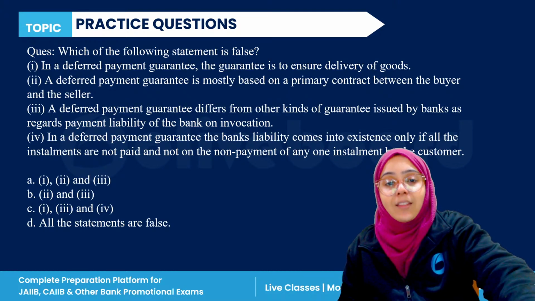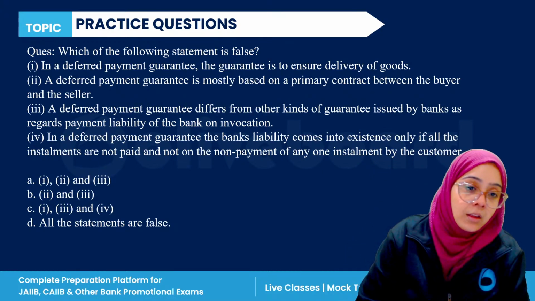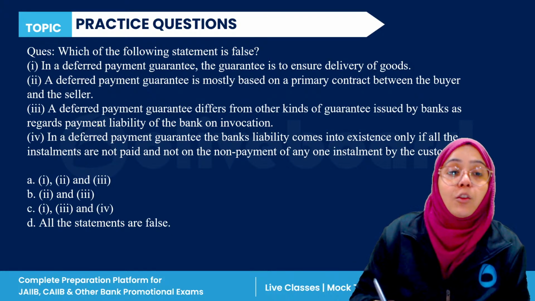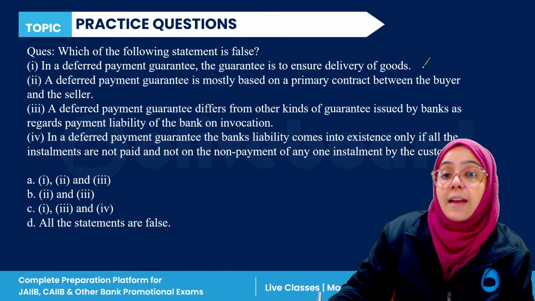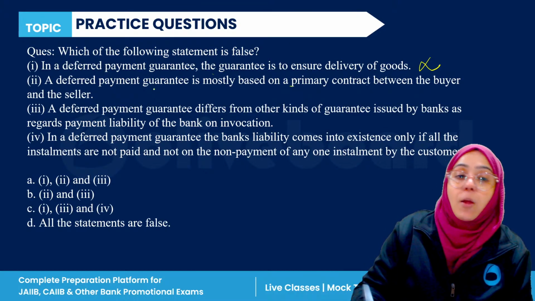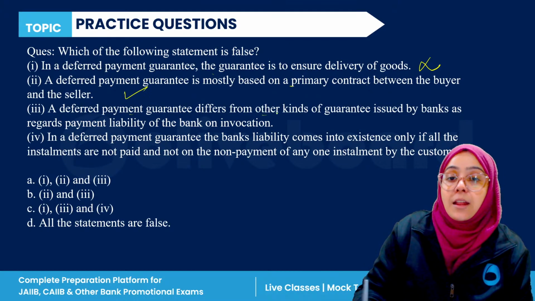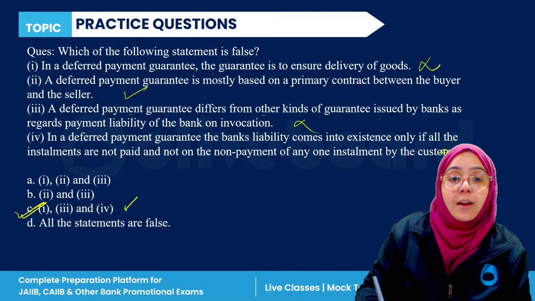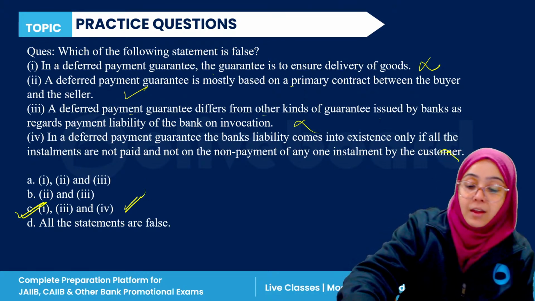So the correct answer is, so in this, the correct answer is what? Yes, first of all, in deferred payment guarantee, the guarantee is to ensure delivery. No. Deferred payment guarantee mostly based on the primary contract. True. Guarantee, no, no. So first, third, and fourth are wrong, and second is correct, right?